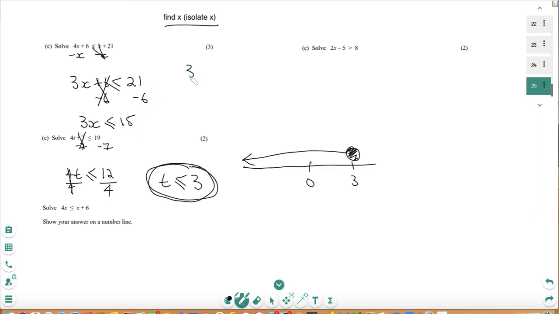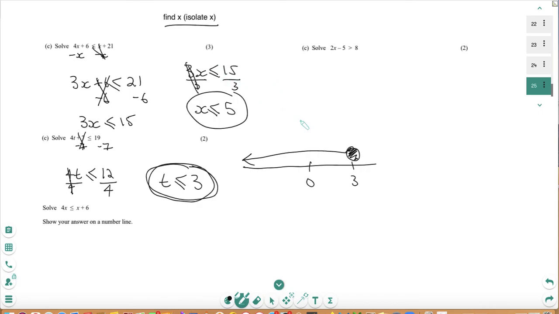Let's write it out over here. Now x is being multiplied by 3. How do you get rid of multiplying by 3? Well, you divide by 3. So divide by 3 here. You have to balance it, so you divide by 3 here. The times 3 and divide 3 cancel out. So you're left with x is less than or equal to 5. All right? And that's your answer.